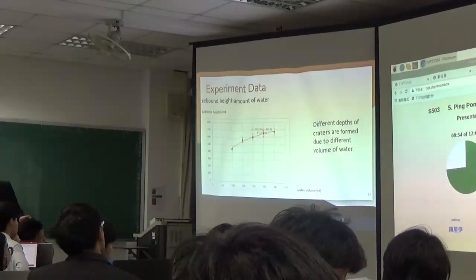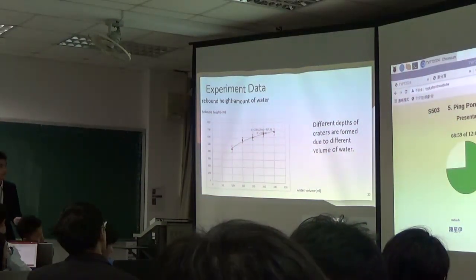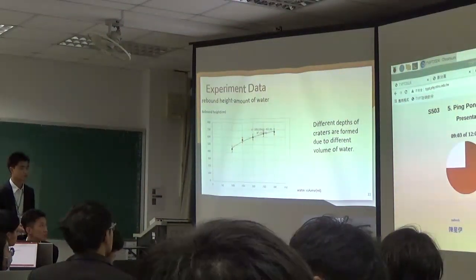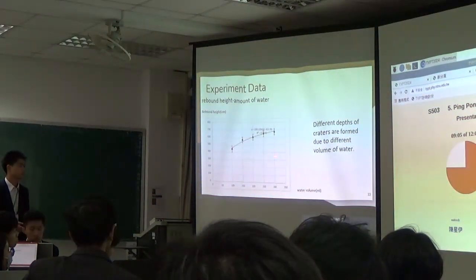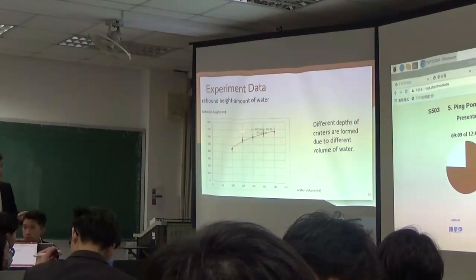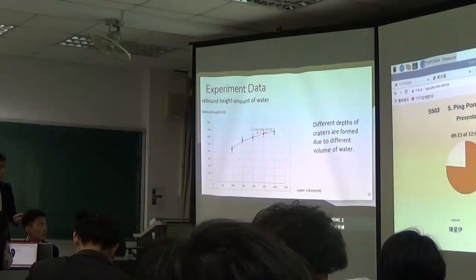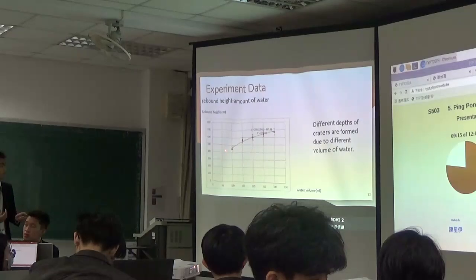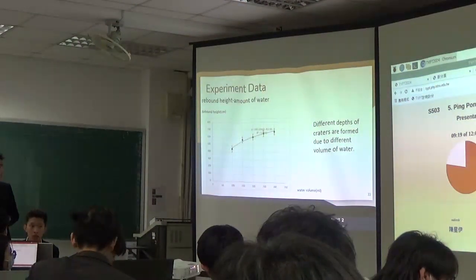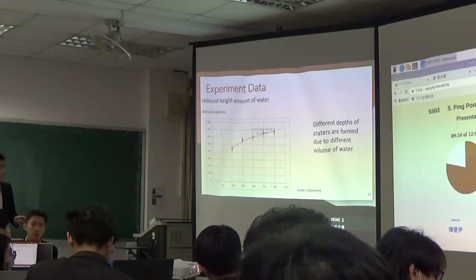And it also shows an exponential trend, because I think that different depths of craters are formed due to different volumes of water when it's dropped. And we're referring to the theory that I said before. The theory explains that the more volume of water I use, there will be a longer distance of the delta H.